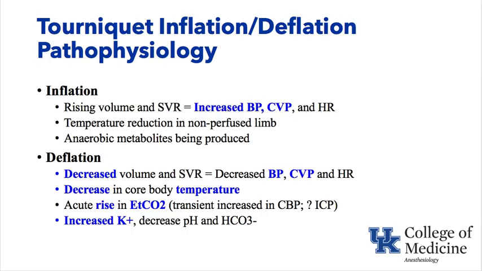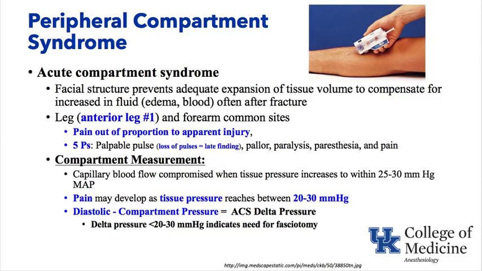Also with deflation, potassium goes up. It is increased in that lower extremity over time, and along with the increased potassium, you can get acidosis and a decrease in bicarbonate as you deflate the tourniquet. Peripheral compartment syndrome is the next topic.